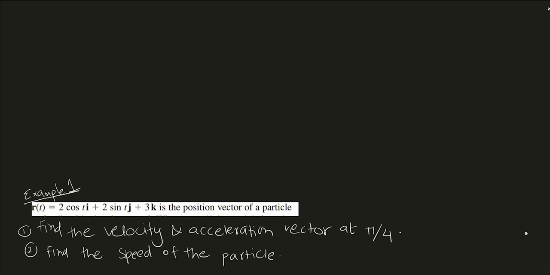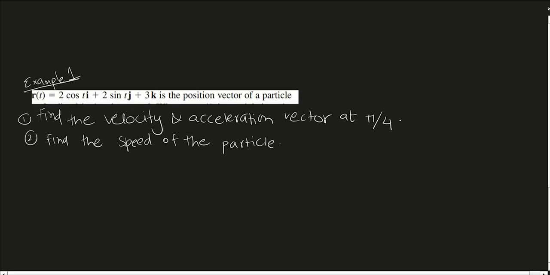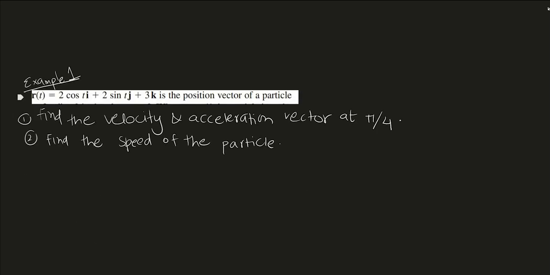Here is a problem with the vector function 2 cos t i hat plus 2 sin t j hat plus 3t k hat. This is the position vector of a particle. And what do we have to do? Find the velocity and acceleration vector at pi over 4.